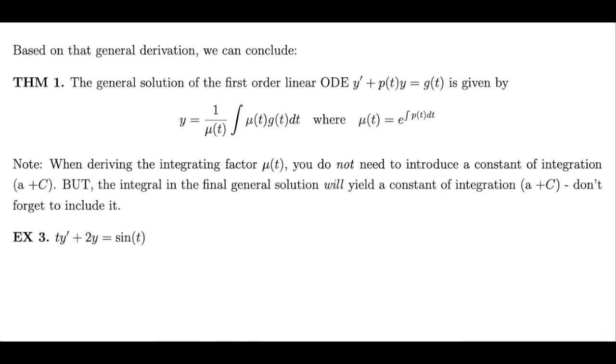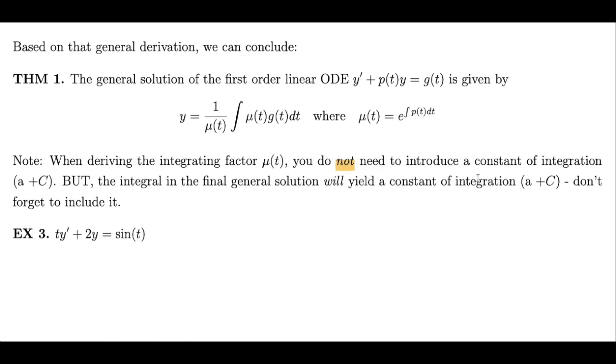There's an important note that follows this theorem that I just want to clarify. As you saw, when we are creating mu of t, we need to evaluate an integral. Specifically, we're going to evaluate the integral of p of t. The note here says that when we're deriving that integrating factor mu of t, you do not need to introduce a constant of integration. But in the final integral, which yields the general solution, you do need to include a constant of integration. Can't forget to include it at that stage.